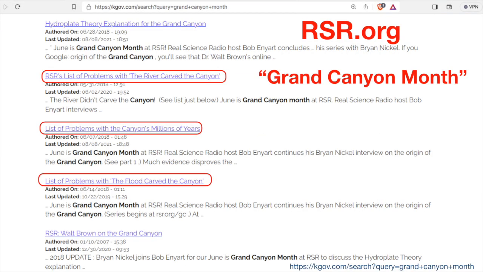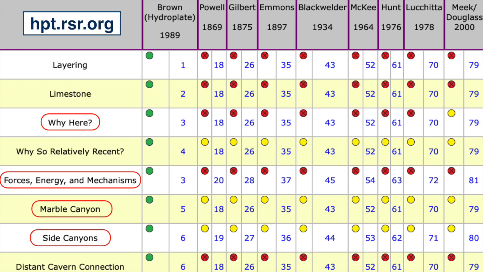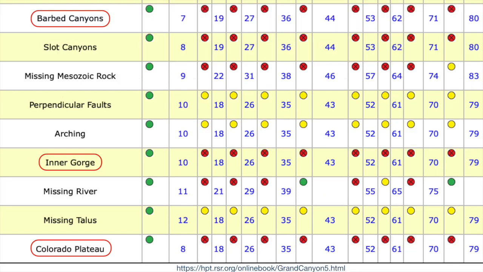And if you want to see what's wrong with all of these, go into rsr.org, that's Real Science Radio, and search Grand Canyon Month. And you can see this on Walt Brown. I got a book in there. He compares all the theories. And green says it explains it perfectly, red says it doesn't at all, and yellow is maybe.